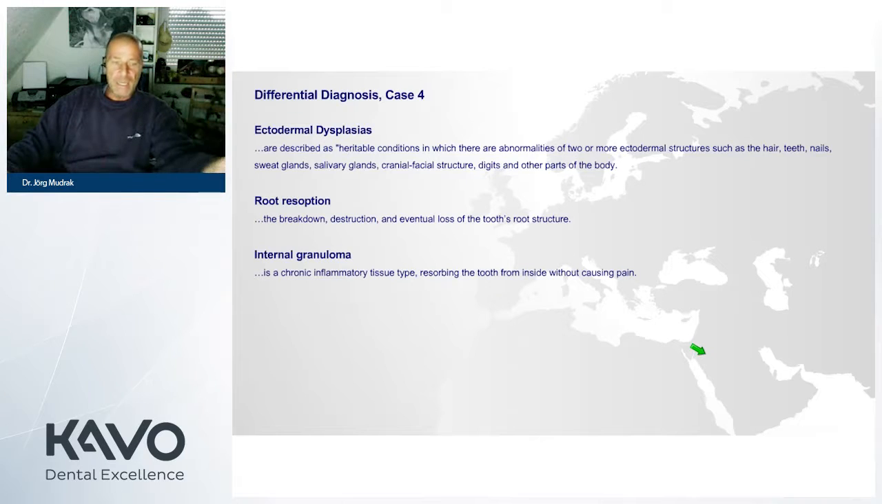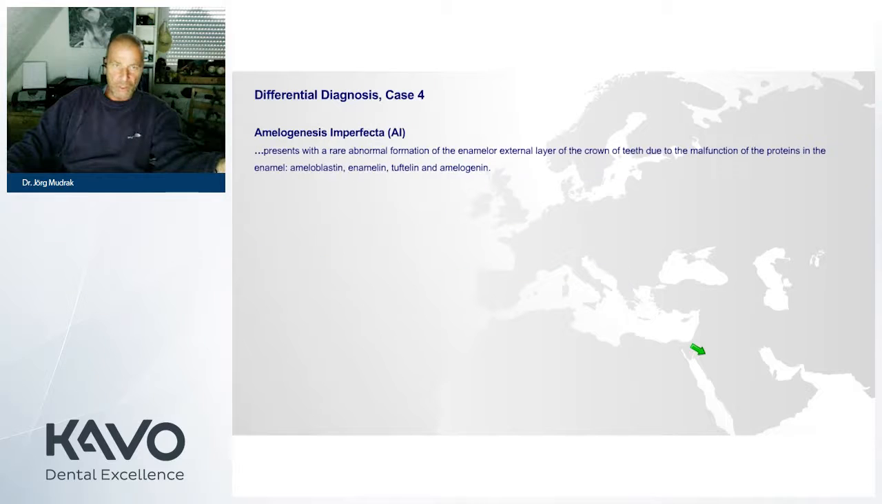We didn't have any kind of resorption. We had regular tooth structures. But this taurodontism is associated and related to many more diseases. I would just name some of these. First of all, amelogenesis imperfecta.